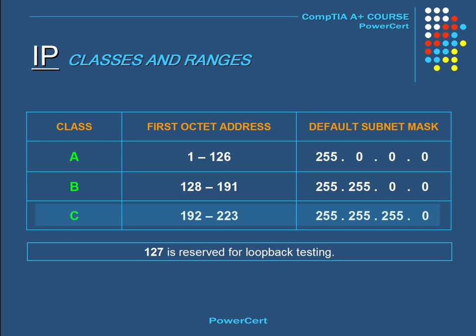Now if you notice, we skipped over the 127 range. And that's because this number cannot be used for a network, because the number 127 address is reserved for internal loopback functions.